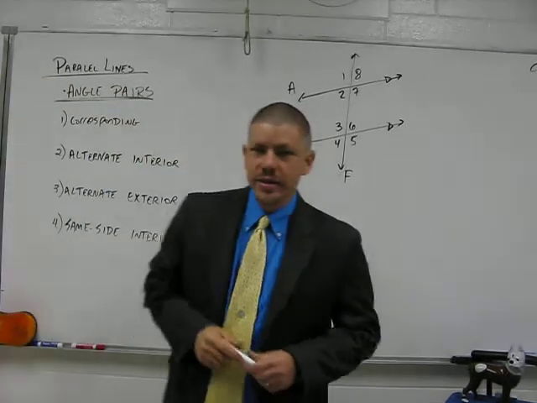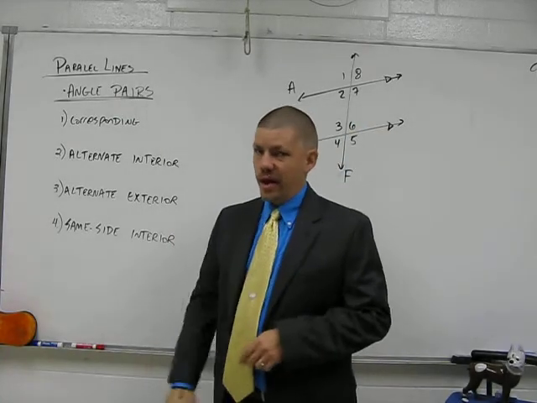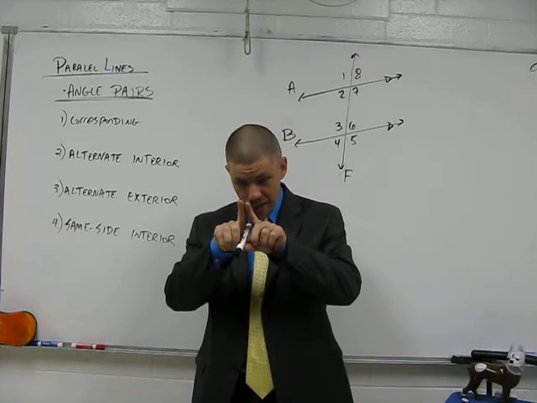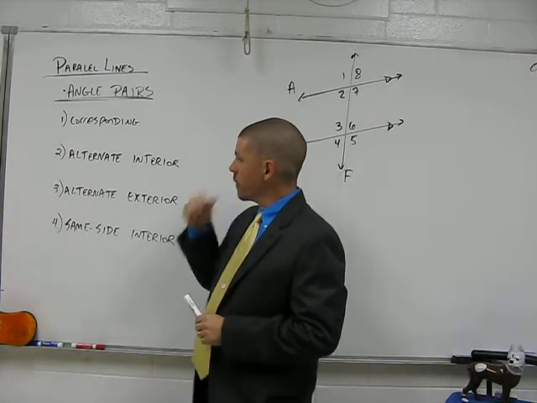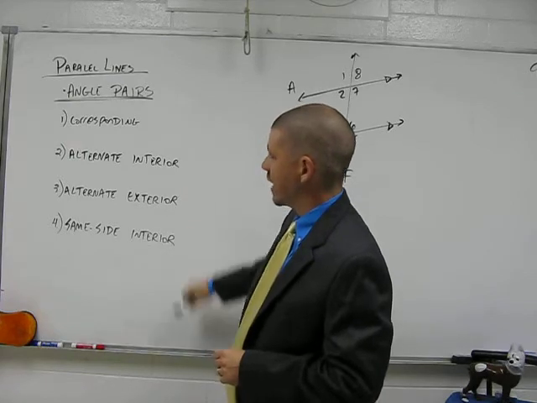Okay guys, today we are talking about parallel lines, where we are dealing with angle pairs. Now, pairs means that they go together just like that. So there are four of them: corresponding, alternate interior, alternate exterior, and same side interior.